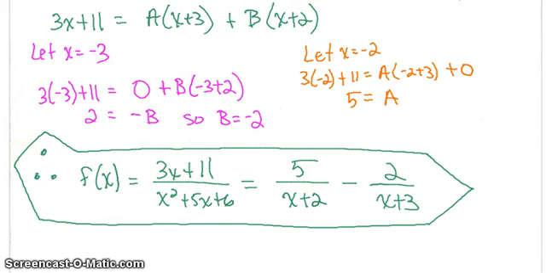And finally, we're going to use those values so that we can rewrite our function f of x. Instead of being 3x plus 11 over x squared plus 5x plus 6, we can now say that it is 5 over x plus 2 minus 2 over x plus 3.